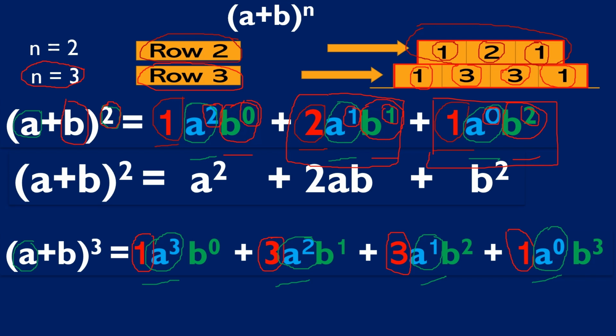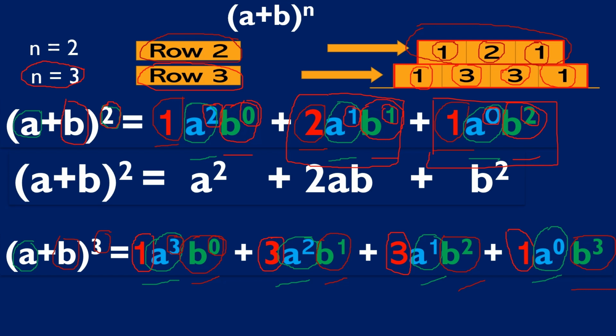Now let's consider the b component. Here it's b raised to the power 0, b raised to the power 1, b raised to the power 2, and then b raised to the power 3. That is from power of 0, power of 1, power of 2, power of 3. Now, notice that the power of 3 and the power of 0, when you add both of them, 3 plus 0 will give you the value of n.